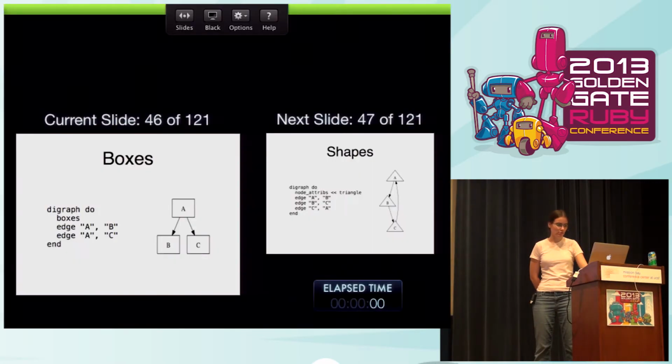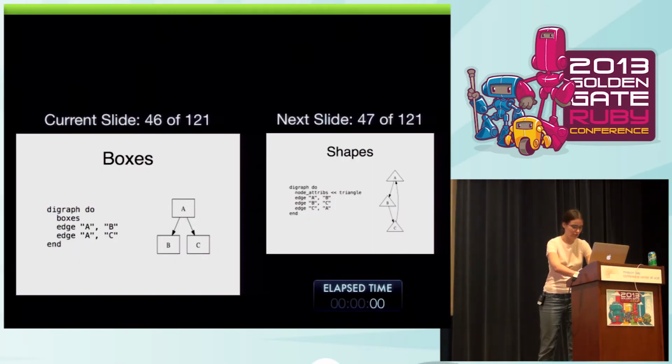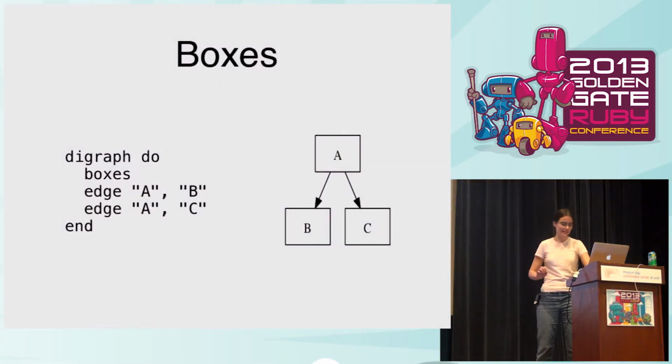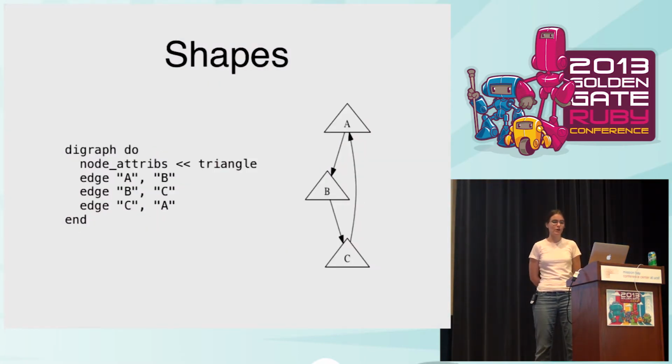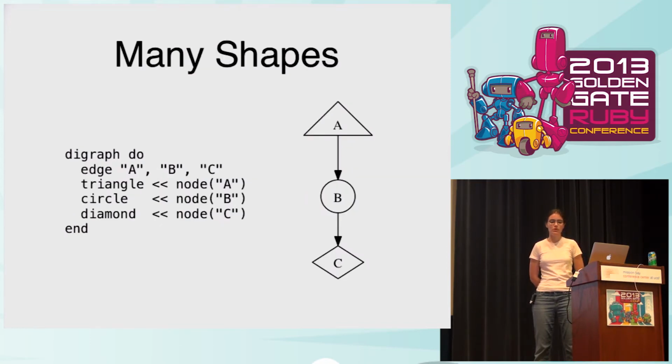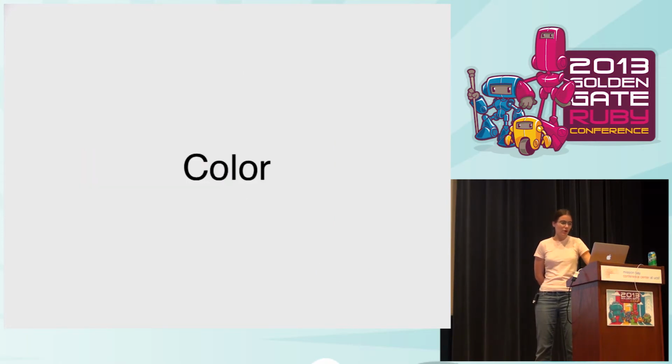You can use other shapes, triangles. Here we're painting triangle onto the node attributes collection, which is all the attributes for our nodes, oddly enough. You can also do different shapes for different nodes. So in this case, we've done an edge from A to B and an edge from B to C, and then we also have, we're painting the node A with triangle, the node B with circle, and the node C with diamond. Shapes are awesome, but what I found is even more helpful is color.